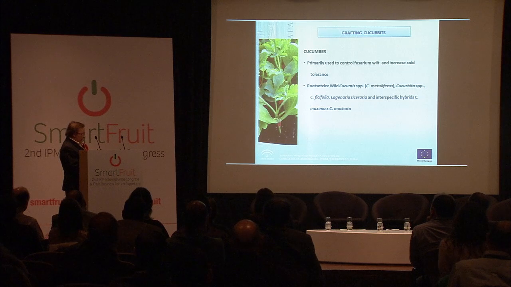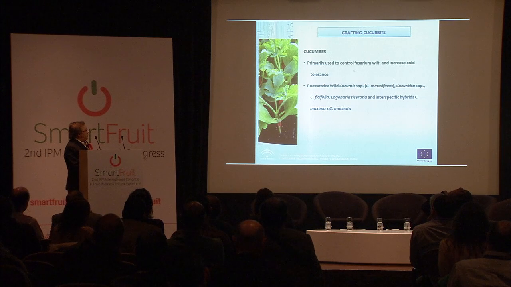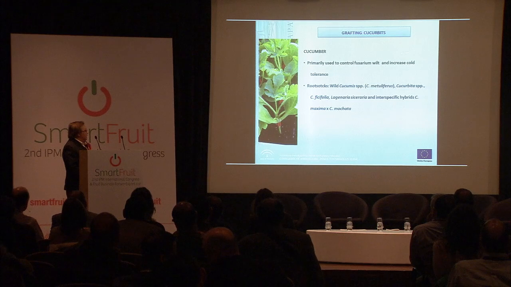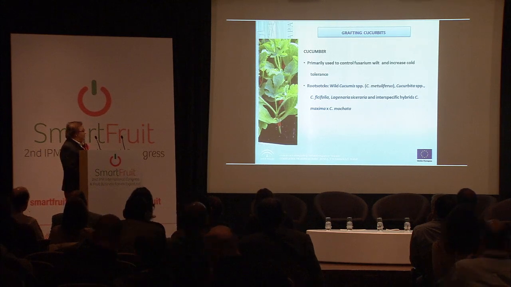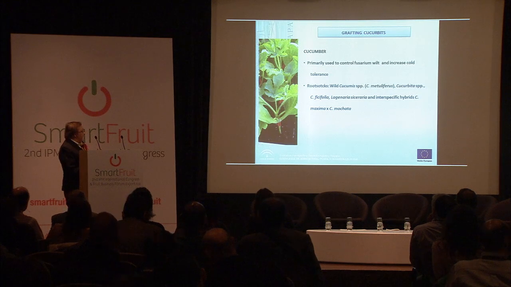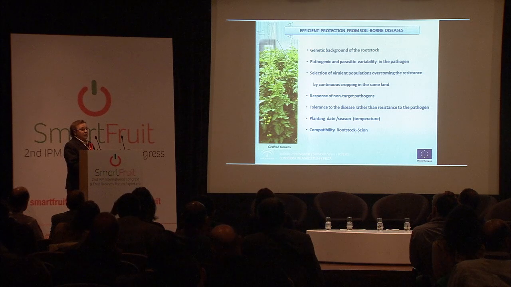I'd forgotten to mention cucumber there. Which also causes wilt, Fusarium wilt. And it's used to increase tolerance to the cold, and this is something that's sought particularly in Japan, not so much here in the Mediterranean. It's also used, wild Cucumis are also used. Again, in Asia, they're widely used, Cucumis ficifolia, and hybrids of Maxima and Moschata.